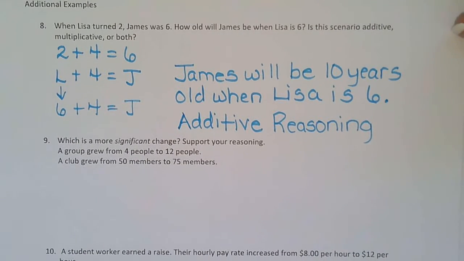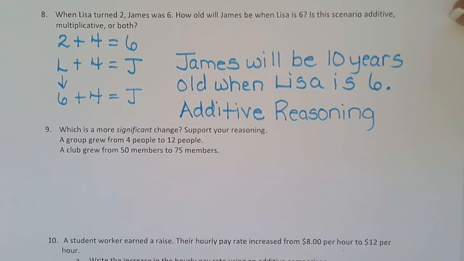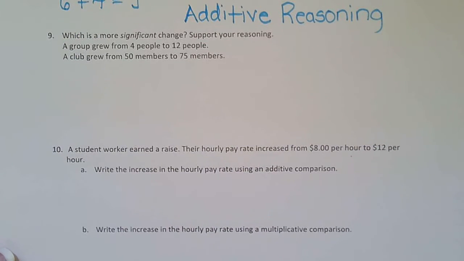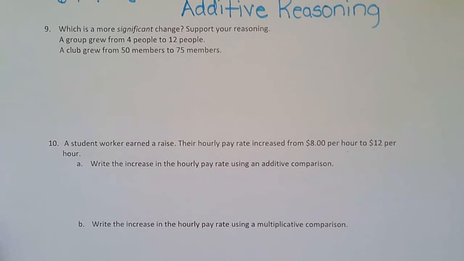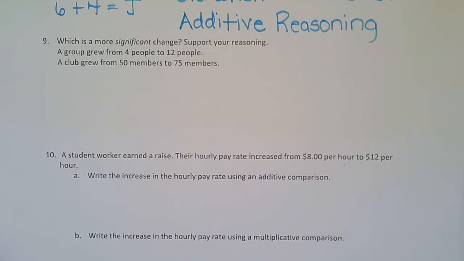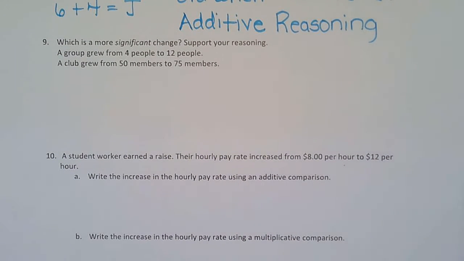Okay, let's switch gears now. Let's look at number 9. Number 9 wants to know which is a more significant change: a group that grew from 4 to 12 or a group that grew from 50 to 75.